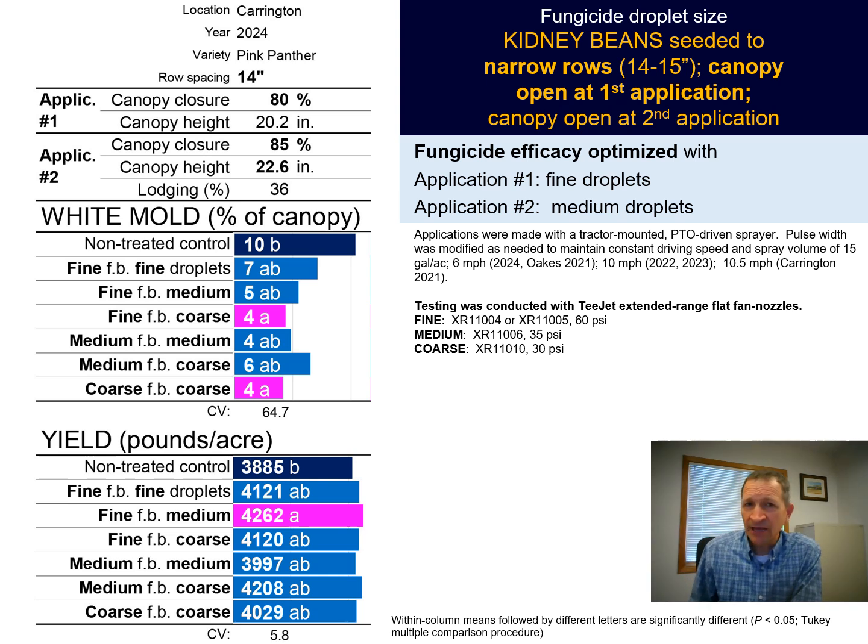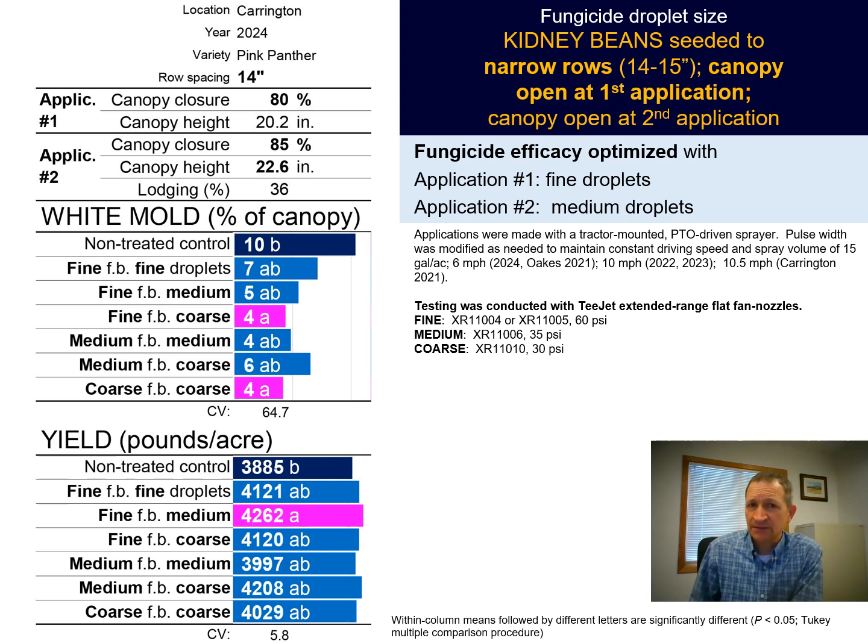In an open canopy, it's not nearly as hard for fine droplets to penetrate. And remember, fine droplets maximize coverage if you can get them to your target. So where do we maximize our yields? We maximize them with fine droplets in the first application, followed by medium droplets on the second.